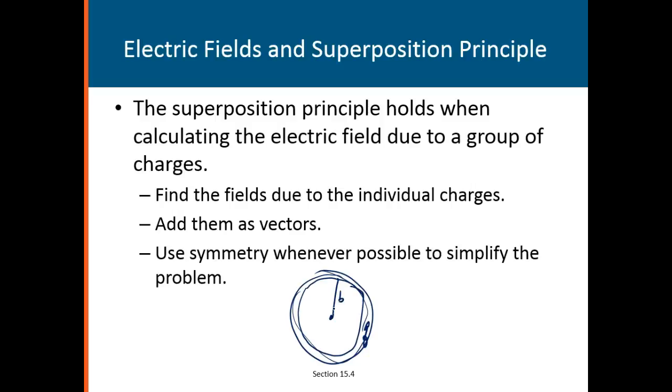Let's take a little chunk of this. That would give you a field in this direction, right? A little chunk here would be a field in that direction. A little chunk here, a field there, a field there. Guess what? It's uniformly distributed, so all the little chunks contribute the same. You add all this up, and what do you get?